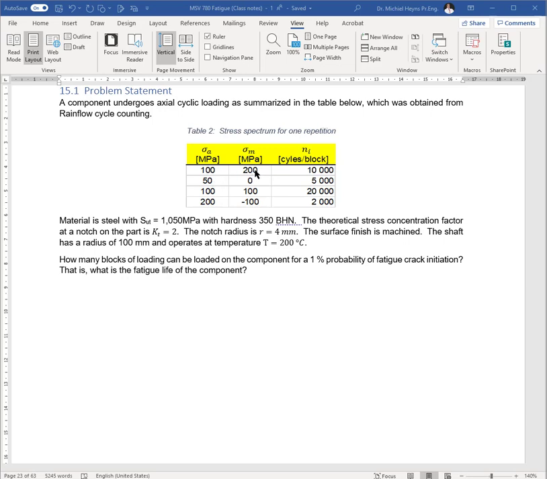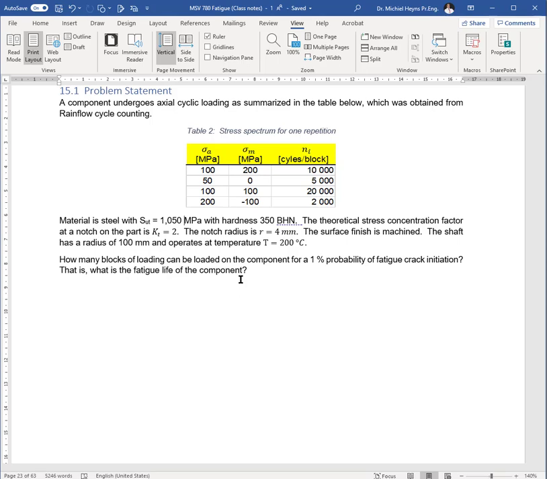So it was 100 with a 200 mean, 100 with a 100 mean, and 200 with a minus 100 MPa mean, and the associated number of cycles. Let's read further. The material is steel with ultimate tensile strength 1050 MPa, with hardness 300 Brinell, and the theoretical stress concentration factor at the notch on the part is Kt equal to 2, so we need to drop the SN curve to model the effect of that stress concentration factor.